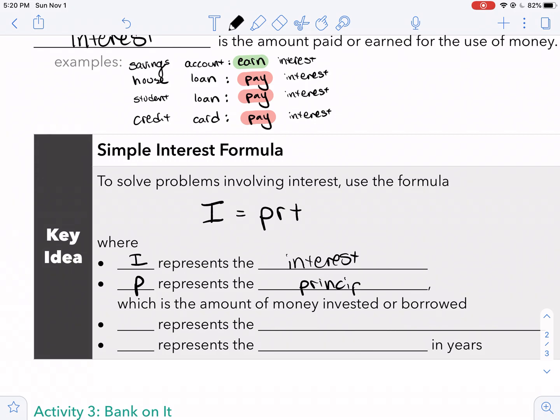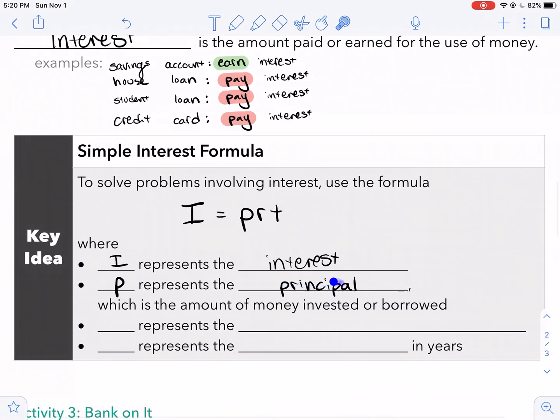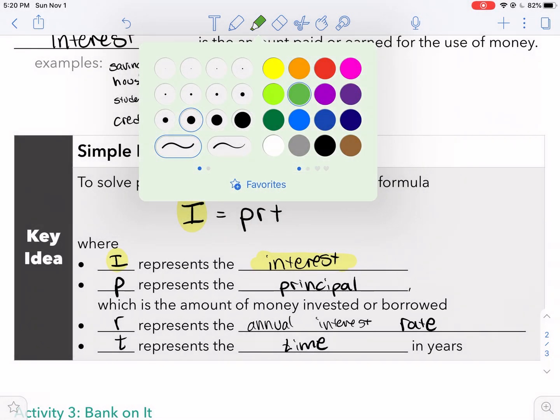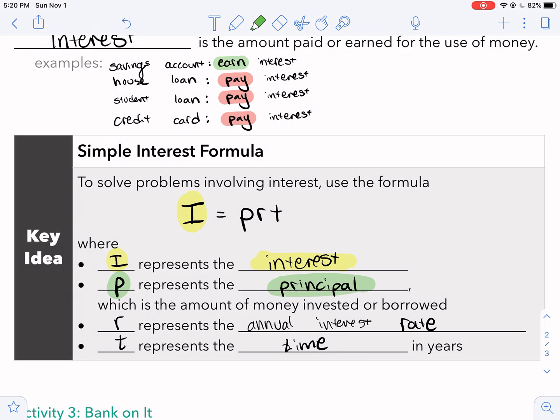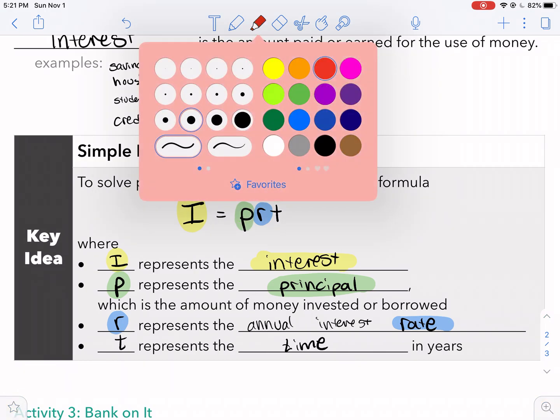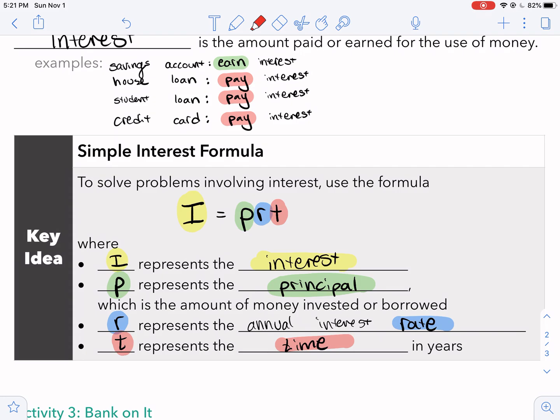Principal. That means the starting amount that you invest or what you borrow at the beginning. And R is the rate, the annual interest rate. And finally, T represents the time. T is almost always time, the time that you're borrowing money for. Okay, so again, I is the amount of interest that you will pay. P is your principal. We'll use green because it's the same concept as the base. R is the same concept as your percent, your rate. And then finally, T is the time that you're borrowing this money for.